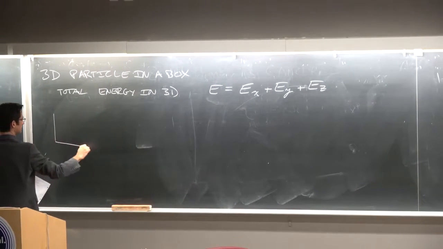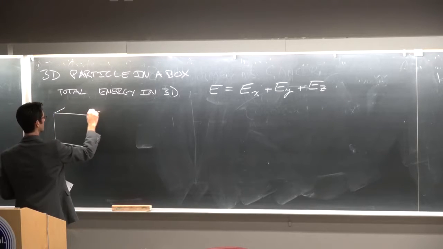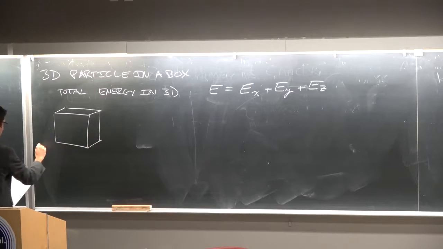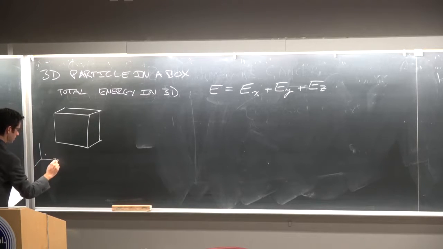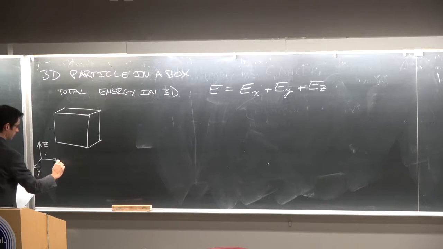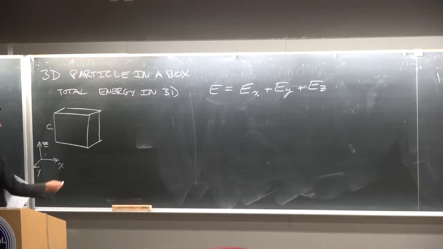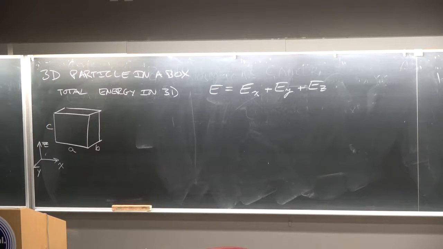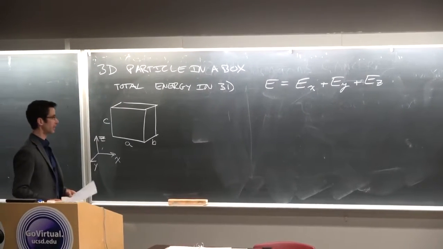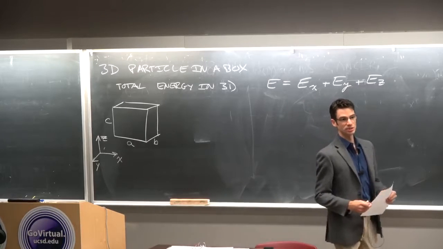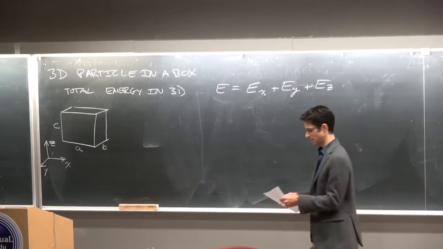And let's draw our box here. I always get into trouble when I'm drawing in 3 dimensions. So the coordinate system that we'll use here is z going up, y coming out of the board, and x horizontal. And we'll call the lengths of this particular box A, B, and C thusly, where A corresponds to x, B corresponds to y, and C corresponds to z. So in order to find the energies, we just add up all of the energies along each axis.